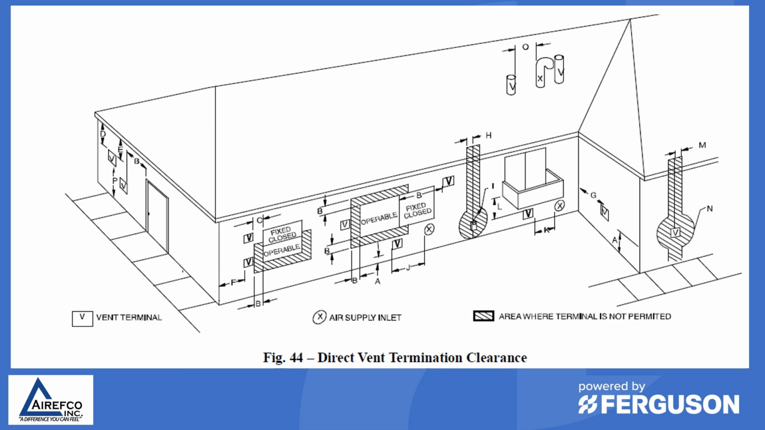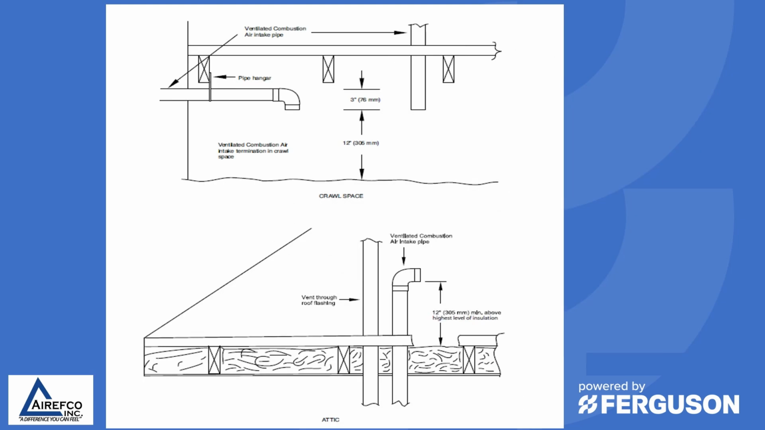There are also diagrams in the installation guide which show you how far you need to be away from any opening in the home, such as a door or a window, so that you don't have the possibility of drawing products of combustion into the livable space. Most manufacturers also give you options of drawing combustion air either from a crawl space or from an attic. So if you have sufficient air in the crawl space and the attic, you can pull combustion air from those two places. But the vent pipe must be run through the roof or through the sidewall to get the products of combustion to the outside air.